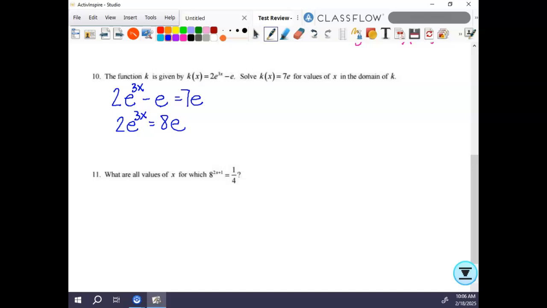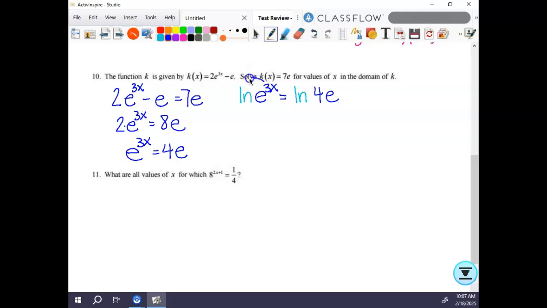Then I need that 2 right here. This is being multiplied in front of here. I'm trying to get that x by itself, so I can divide both sides by 2. That'll give me e to the 3x equals 4e. All right, so now the way I get the variables out of the exponent is I'm going to take the natural log of both sides. So I'm going to take the natural log of e to the 3x, and that's equal to the natural log of 4e.